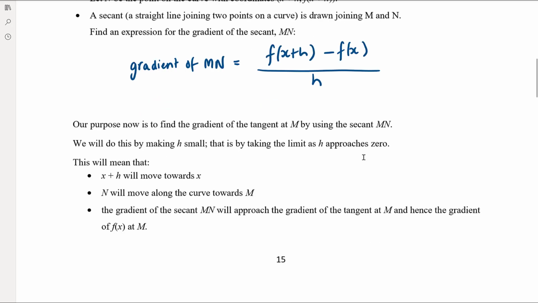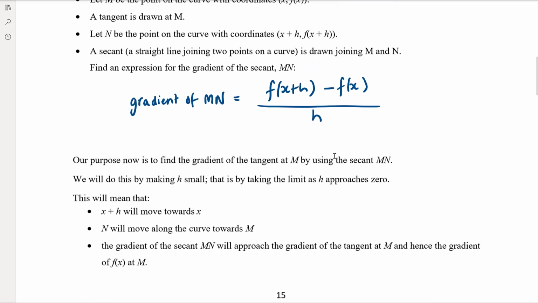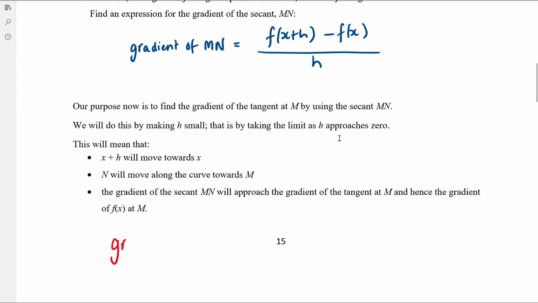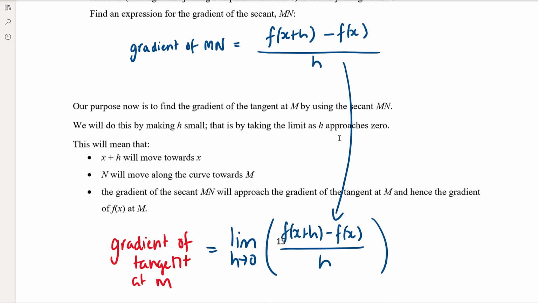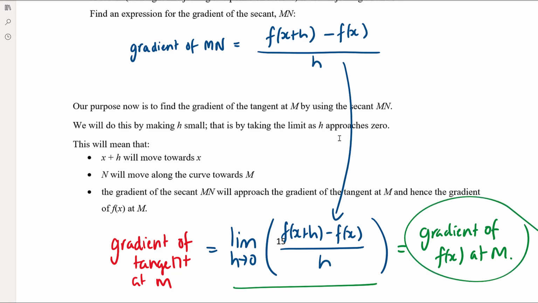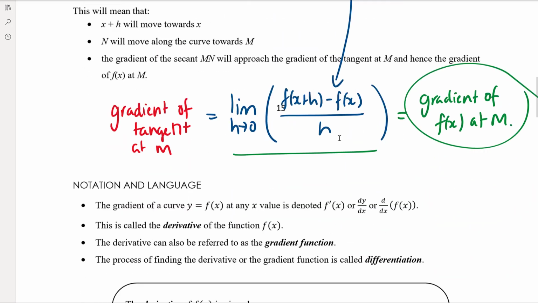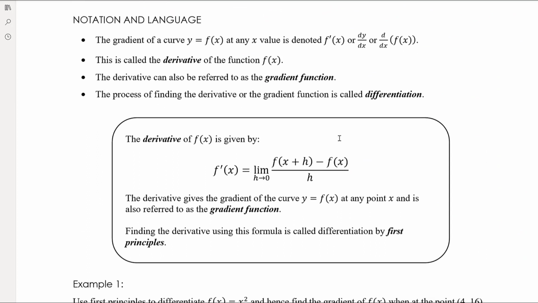So in summary, what we essentially want to say is that the gradient of the tangent is equal to the limit as h approaches 0 of the gradient of the secant, and that the gradient of the tangent at M is equal to the gradient of f of x at M. And so we now have a way to calculate the gradient of the curve at a particular point with an x-coordinate of x.